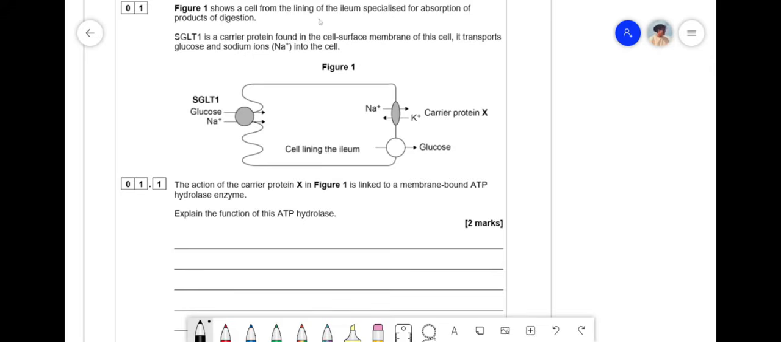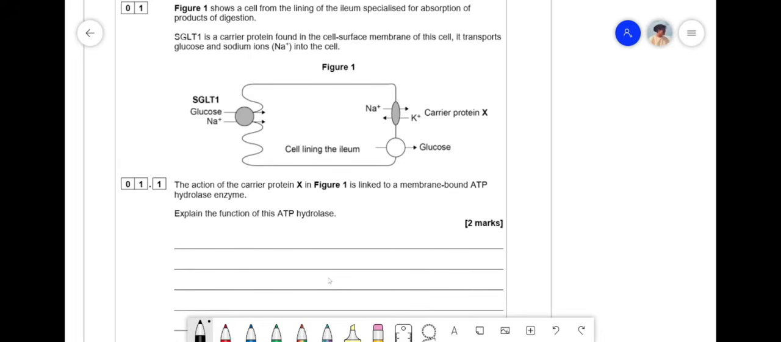Figure 1 shows a cell of the lining of the ileum specialized for absorption of products of digestion. SGLT1 is a carrier protein, so this is a pretty interesting fact you should keep in mind, found in the cell surface membrane of this cell. It transports glucose and sodium ions into the cell, so you guys should be familiar with this mechanism. It's something you need to know. So the action of the carrier protein X is linked to a membrane-bound ATP hydrolase enzyme.